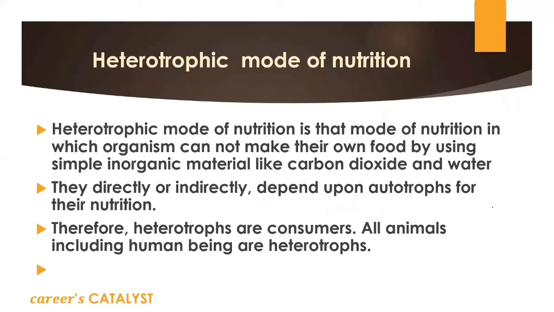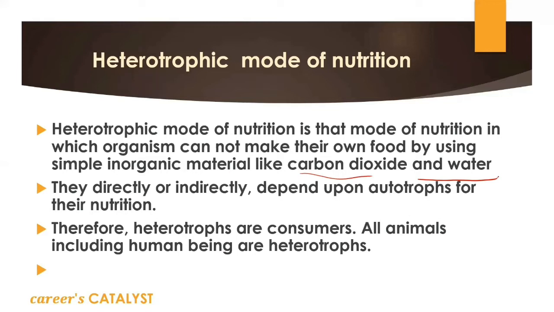Now we will talk about heterotrophic mode of nutrition. Heterotrophic mode of nutrition is that mode in which organisms obviously cannot make their own food by using simple inorganic raw material. For example, what was it? Carbon dioxide and water. These are the basic inorganic raw materials that plants need for preparation of food. So heterotrophic organisms are not able to prepare their own food by using inorganic raw material. They directly or indirectly depend on what? Plants, or simply you can say autotrophs, because from there only they will be able to take in nutrients.